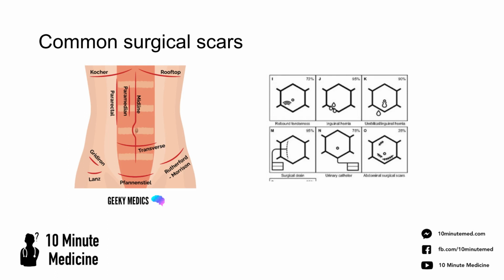Here are some common surgical scars, and I won't talk about all of them in detail. Your midline is possibly your most common, or your gridiron and Lanz incisions for appendectomies. Pfannenstiel is something seen more in obstetrics, that would be for a cesarean. And here on the right would be how you document your abdominal examination. And here are some helpful diagrams about how to document if there's a surgical drain and its contents, or a urinary catheter, which I really like.